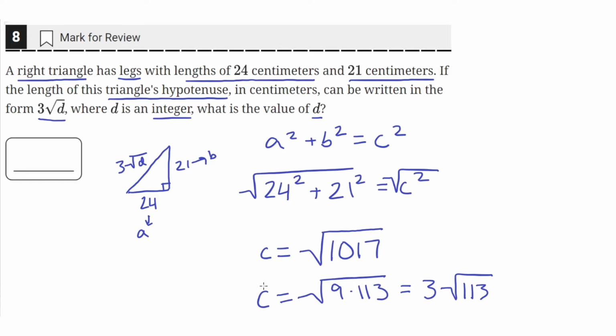So now we've written c, which was the hypotenuse of the triangle, in the form of 3 times the square root of something. And the problem tells us that something in the square root is equal to d. So the value of d is equal to 113. So 113 is the answer.